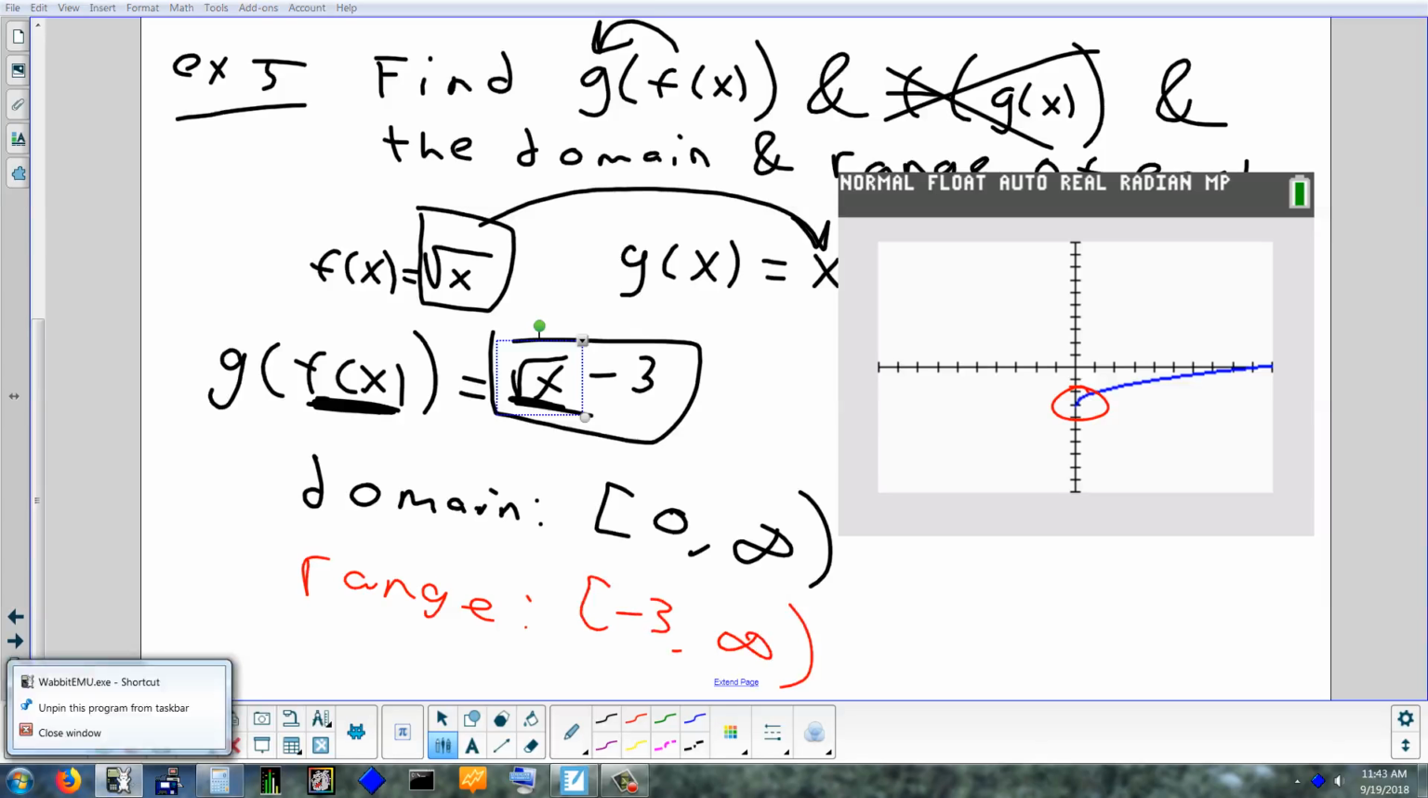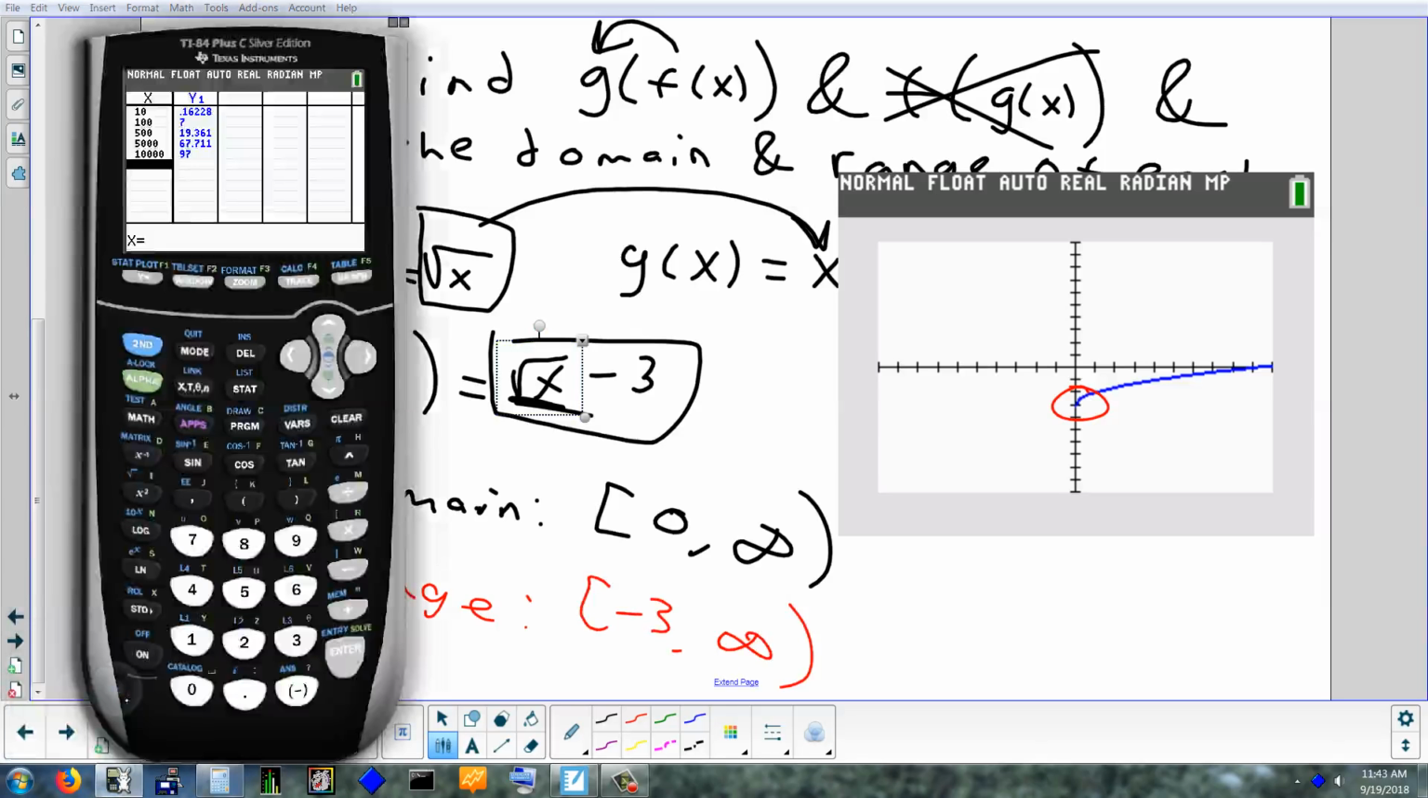Okay, I think the table is easier to use there because then you don't actually have to graph on the window. You can just keep typing in numbers all day and just see what happens.